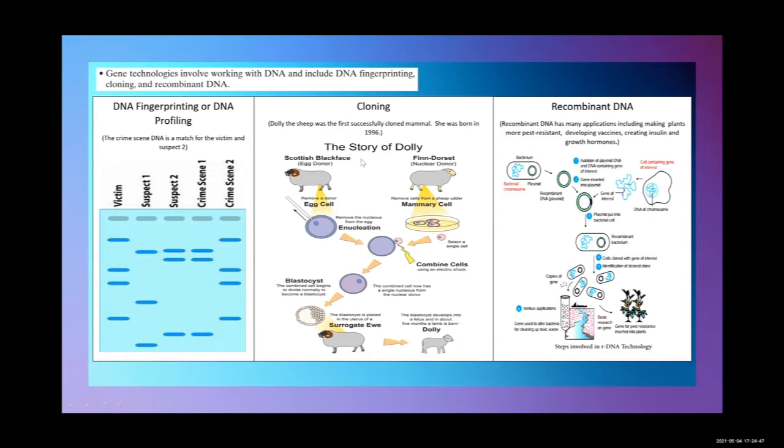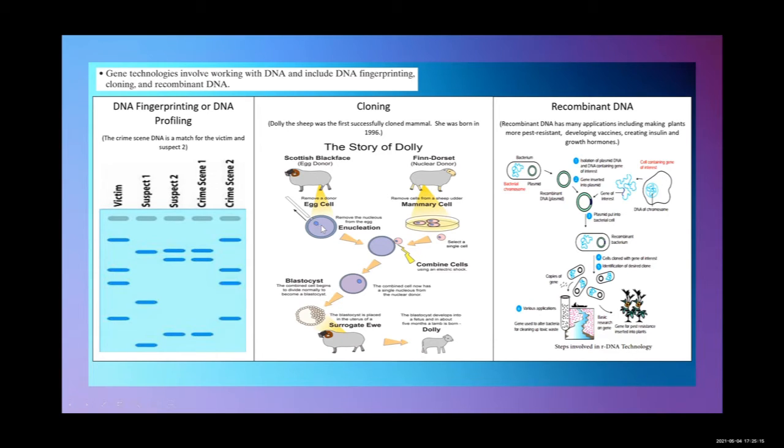Now, cloning was a big thing right here in 1996 because Dolly here was the first mammal cloned. And this happened right when I was in college, right when I was studying this exact process. So it was a really hot topic for discussion, as you can imagine. So basically what happened here is in the UK, they took this Scottish blackface sheep and they got an egg from her. She was an egg donor.